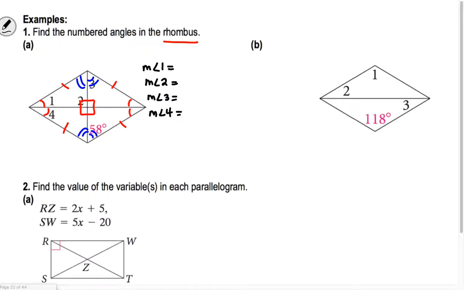All right, let's start with the easy one. What's the measure of angle 2? 90. Got that. So if we have a 90 here, and we had 58, 58, 90, and something make 180, right? We need to find this little angle right here. What's that angle have to be?